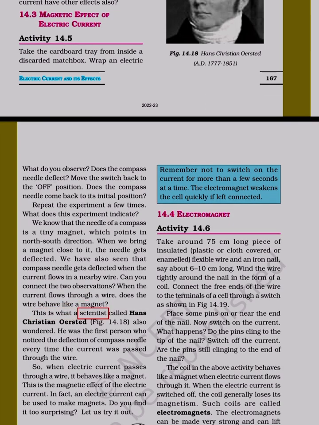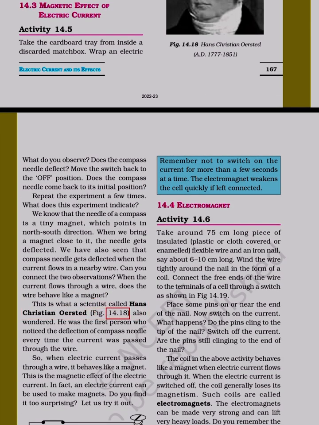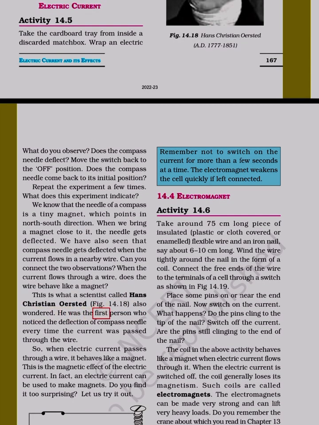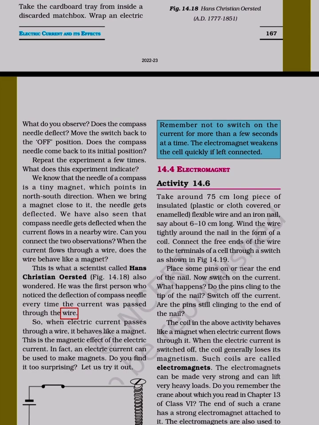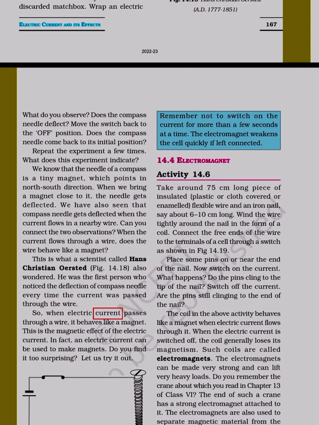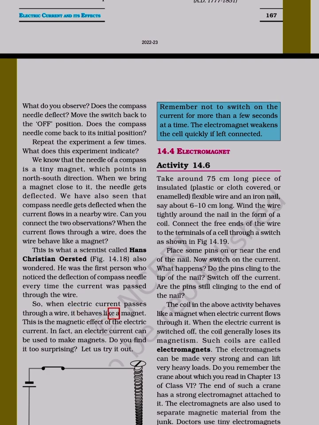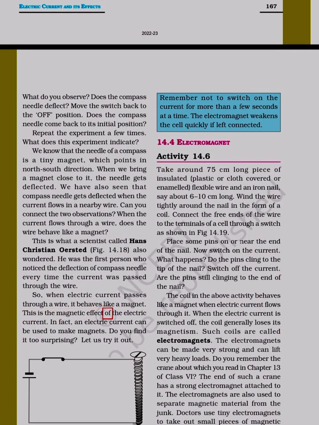This is what a scientist called Hans Christian Ørsted, figure 14.18, also wondered. He was the first person who noticed the deflection of compass needle every time the current was passed through the wire. So, when electric current passes through a wire, it behaves like a magnet. This is the magnetic effect of the electric current.